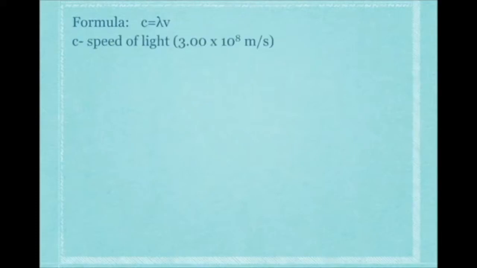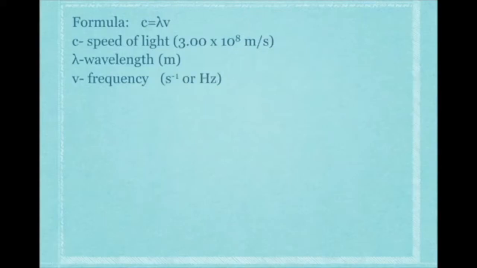The formula for relating frequency and wavelength is c equals lambda times nu. What is c? c is your speed of light. c is 3.00 times 10 to the 8th meters per second. No matter what the wavelength or the frequency is, the speed of light will always stay the same. The wavelength, represented with that lambda, has units of meters. And then frequency has units of either seconds to the -1, because it's the number of times per second, or hertz. Those units are interchangeable.